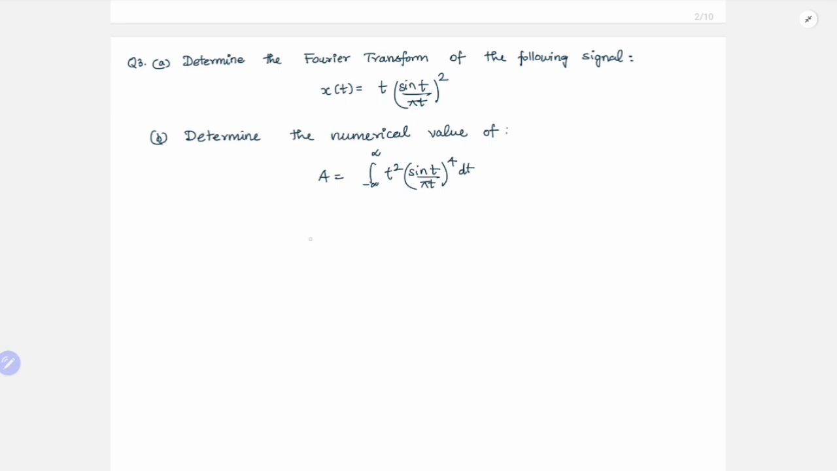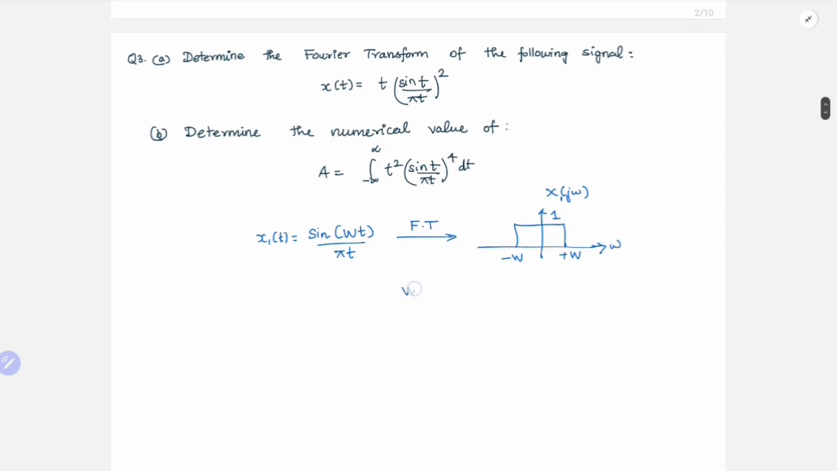So first let us start from the simple equation we know, whatever we know. We know that sin wt by pi t has a Fourier transform given by, this, plus w to minus w to plus w, and this will be x of j omega, right? If it is, okay, let's take some other signal, x1 of t. Okay, this is with omega. Now if we substitute w equal to 1, we get x1 of t equal to sin t by pi t. So this is one part of our signal.